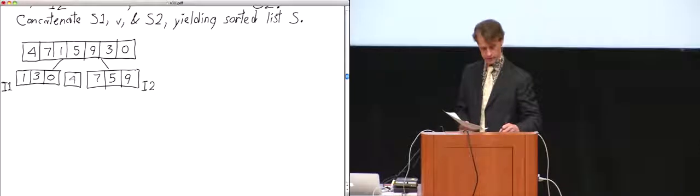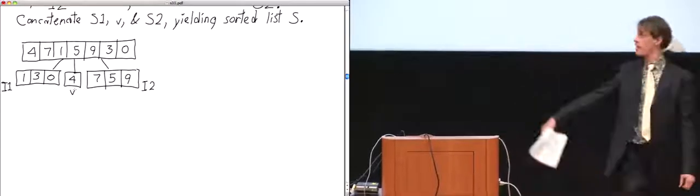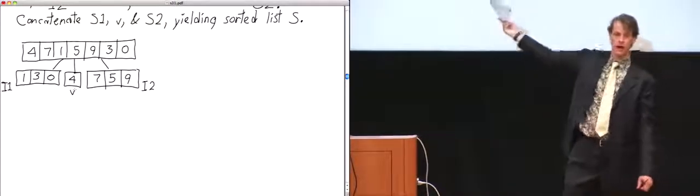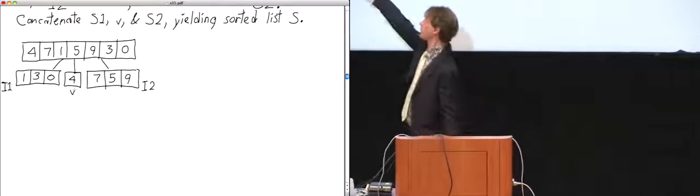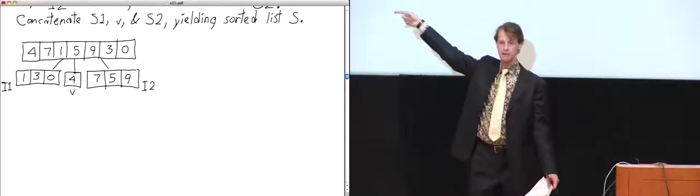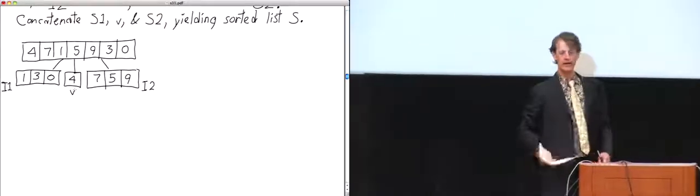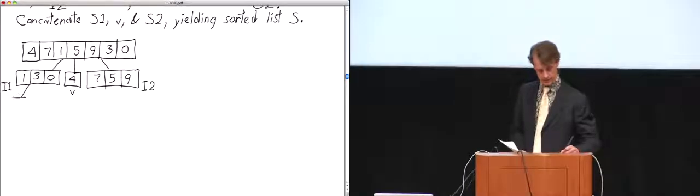So here's the pivot, V. So now I call quicksort recursively on those two arrays. I have an array 1, 3, 0. I pick the first key to be the pivot, so 1 is the pivot, and then I partition the rest of the array into keys that are less than the pivot, like 0, and keys that are greater than the pivot, like 3, and I have the pivot in the middle.